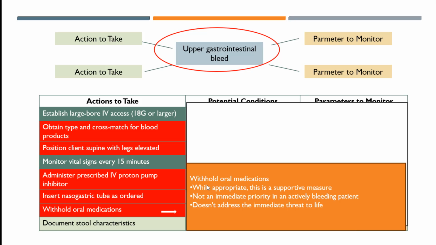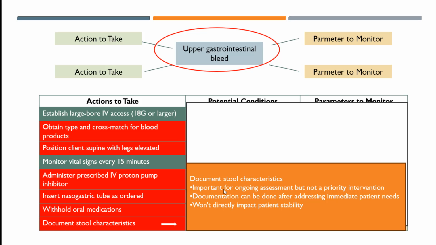Withhold oral medications. Sure, but this is a supportive measure. This is not an immediate priority in an actively bleeding patient. It doesn't address the immediate threat to life. Document stool characteristics. Okay, of course, however, this is not going to stabilize your patient in the short term. So it's important for diagnosing and assessment, but not a priority intervention. Documentation can be done after addressing immediate patient needs, and it will not directly impact patient stability.